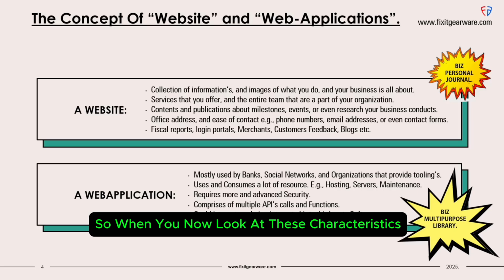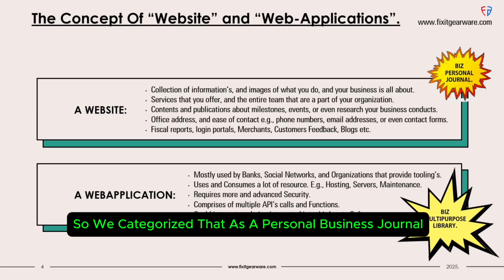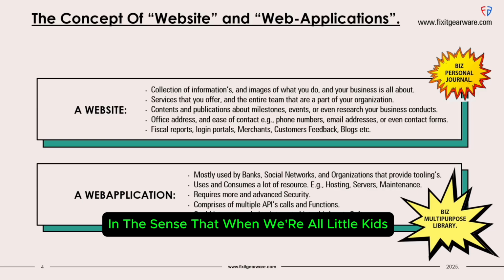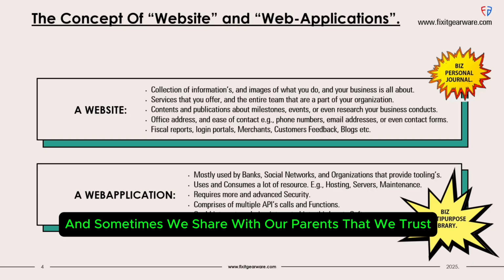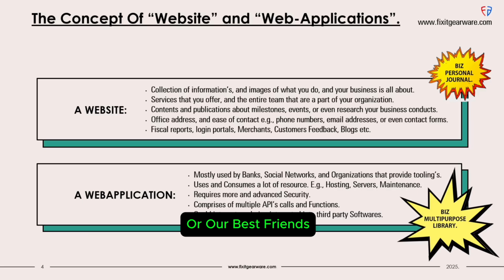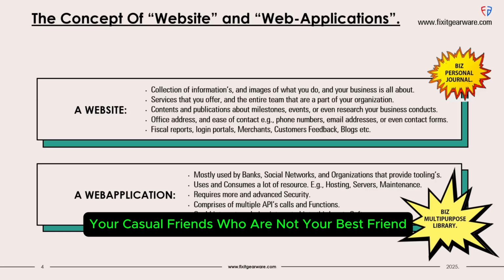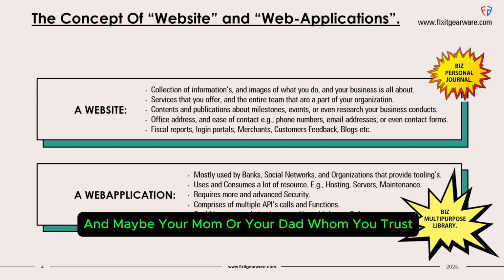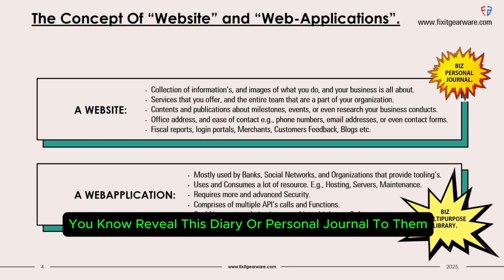So when you now look at these characteristics of how we have classified a website, you can see that a website is like a personal business journal. We categorize that as a personal business journal in the sense that when we're all little kids, we always have these private books where we pen down our thoughts, we write everything we feel, but this is only accessible by us, and sometimes we share with our parents that we trust or our best friends. So not everyone can access this book, like your classmates, or let's say your casual friends who are not your best friend. But your best friends and maybe your mom or your dad whom you trust, you always reveal this diary or personal journal to them.